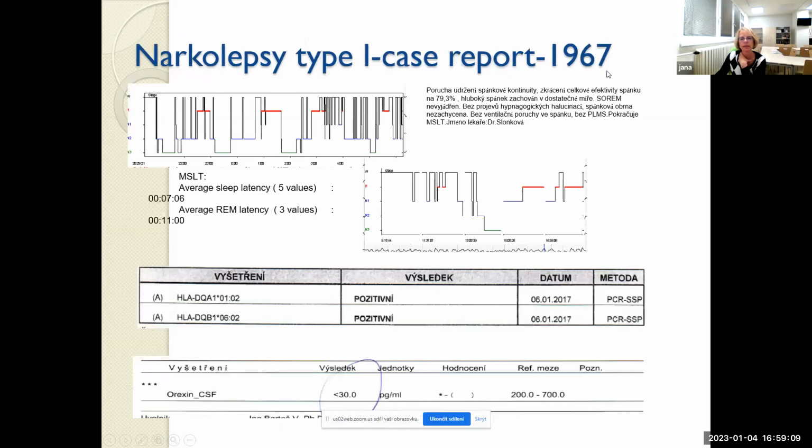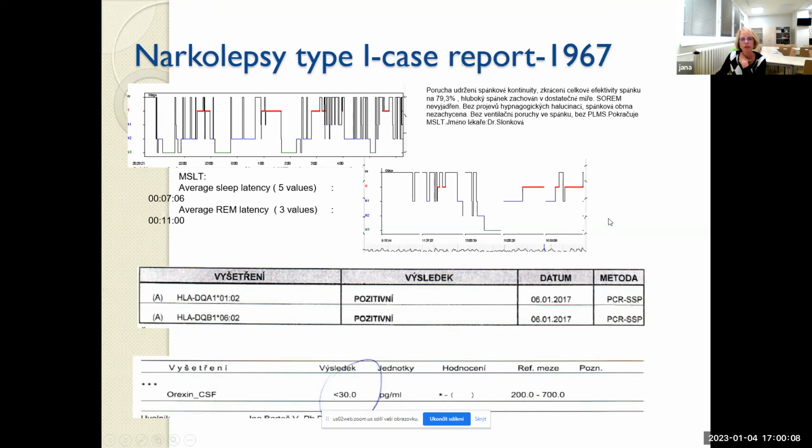It's a man born in 1967. You see the sleep stages are low, but there are so many awakenings, and the REM sleep is at the beginning, but I would say in this case it is rather normal. Here we have the MSLT, measured 5 times, and the system puts it together, so you see 1, 2, 3, 4, 5. The REM sleep is very pathological, and you see that the sleep latency across the 5 values is 7 minutes, so it is pathological. He is HLA DQB1 0602 positive, and his hypocretin orexin level is lower than 30 picograms per milliliter.